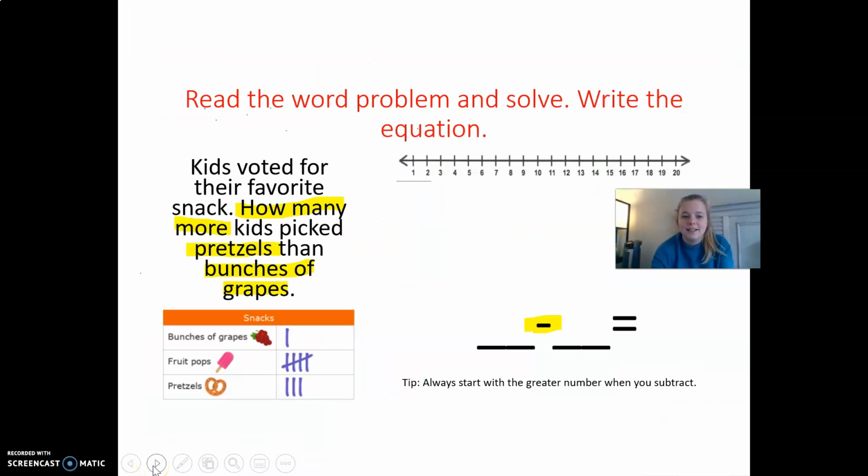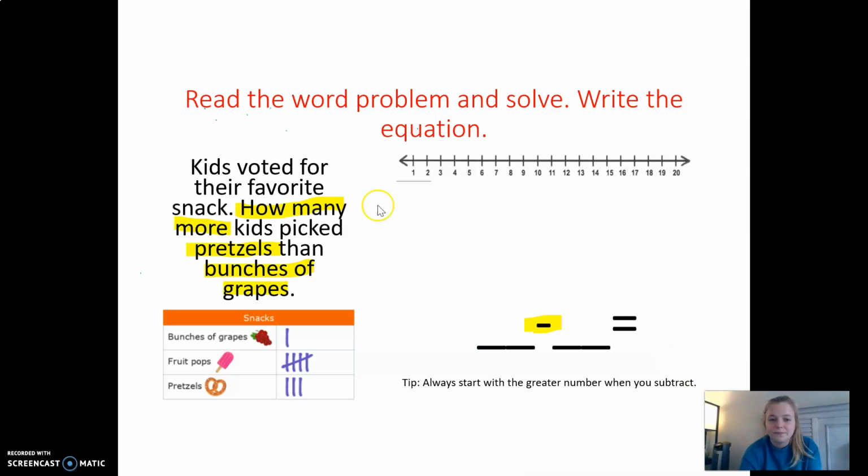All right. So we're going to start with a word problem looking at a tally chart. Kids voted for their favorite snack. How many more kids picked pretzels than bunches of grapes? Okay, so that's the problem. I want you to try and figure this one out by yourself, okay?